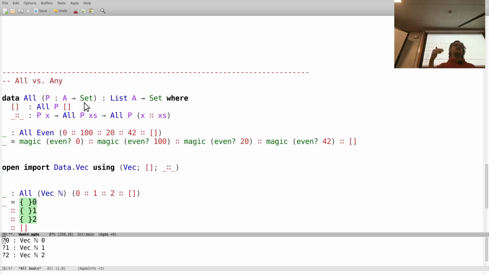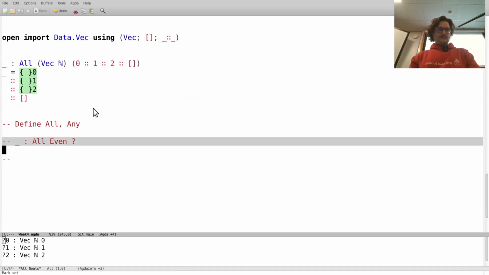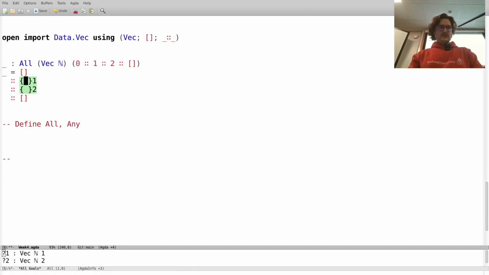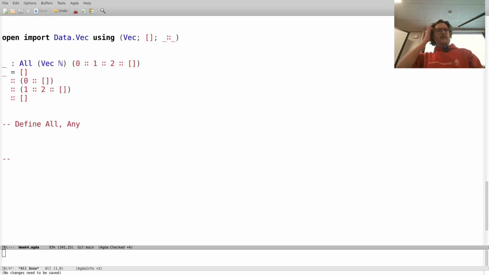So All should really be understood as a way to build interesting data structures that have complex indices rather than just storing proofs that all of the elements in the list are even or whatever. It is possible to do it, but you can also have more interesting things in an All. Okay. Maybe I should put a bunch of vectors here. So the first one is empty, the second one has 1 value, and the third one has 2 values.